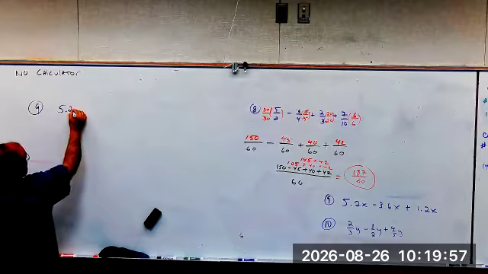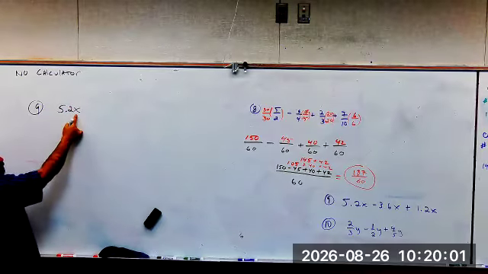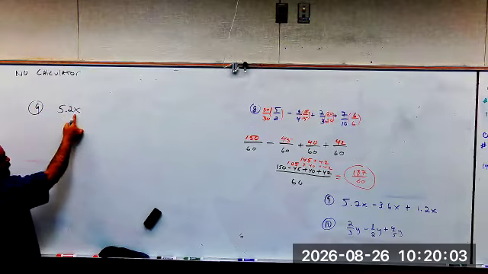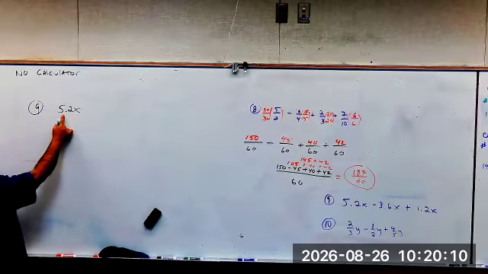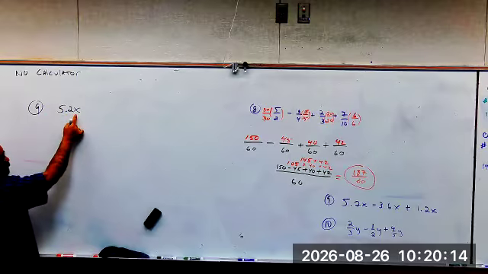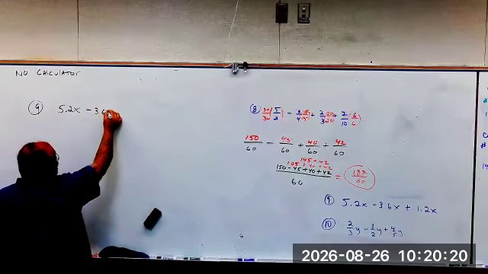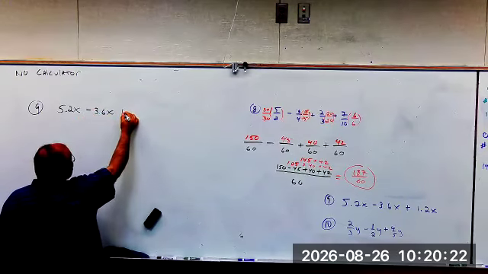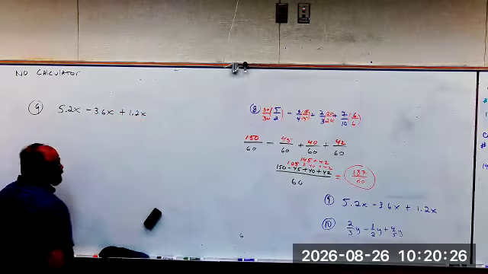5.2x. What that means is 5.2 times some variable x. If it's just right next to a variable, that's multiplication. This is called the coefficient. It tells us how many x's we have. So 5.2x minus 3.6x, and then plus 1.2x. It's telling us how many of those x's we have.